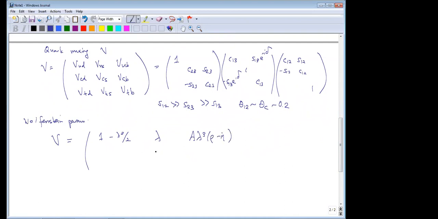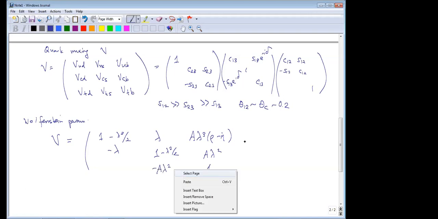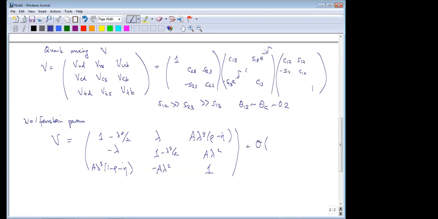That's rho minus i eta. This is 1 minus lambda squared over 2, minus lambda, a lambda squared, minus a lambda squared, 1. I can't draw a matrix with my pen. Okay, there we go. Now we have a lambda cubed, 1 minus rho minus i eta on this side. And this is to order lambda cubed, so there are order lambda to the 4th corrections. Remember, lambda is approximately equal to sine theta 1,2.